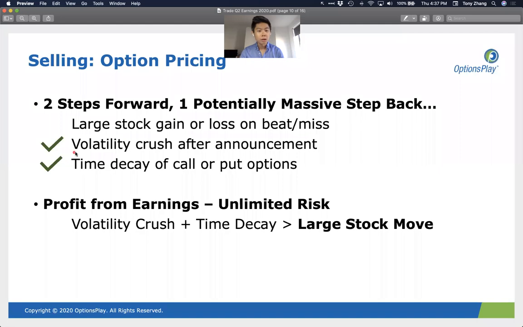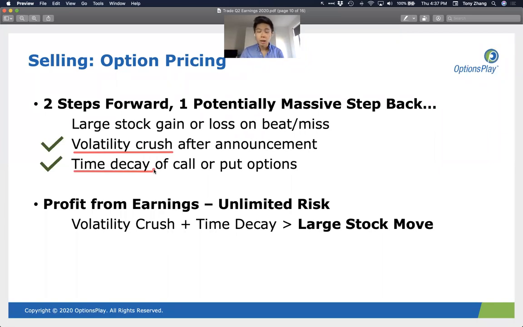The volatility crush and the time decay that we talked about before, which works against you when you're buying an option, starts to work in your favor when you sell an option. Volatility crush decreases the option's value, and when you sell an option, you want it to decrease in value. You want that time erosion to happen. So a lot of people ask, well, why wouldn't everyone just sell options going into an earnings event?